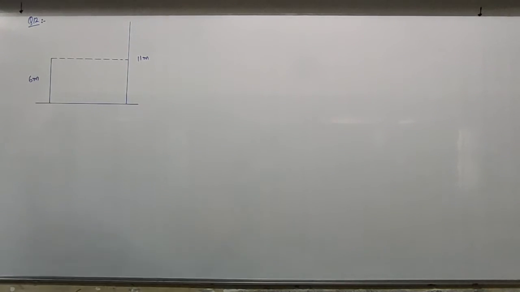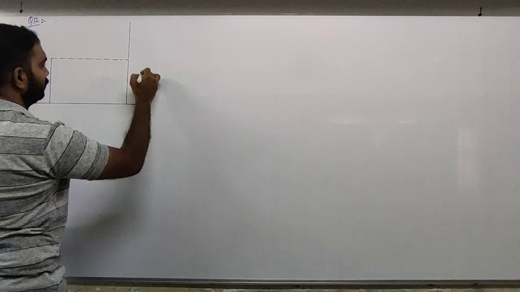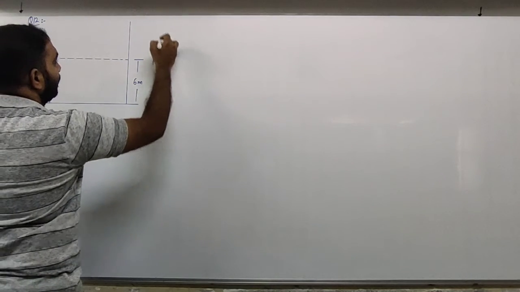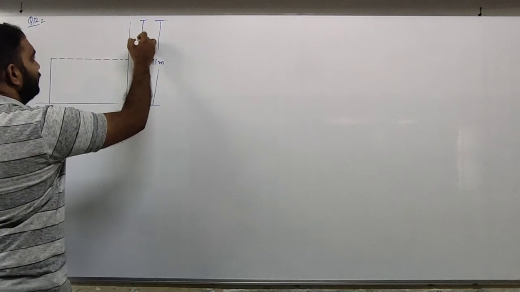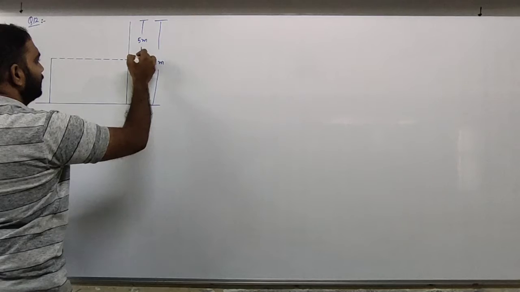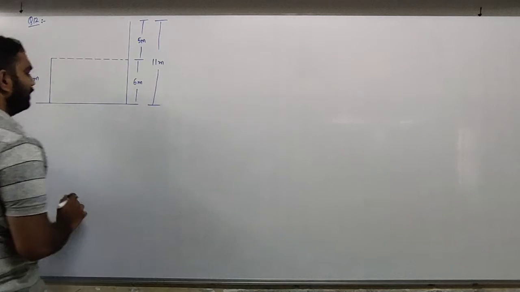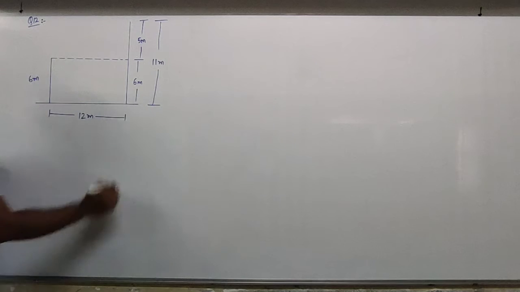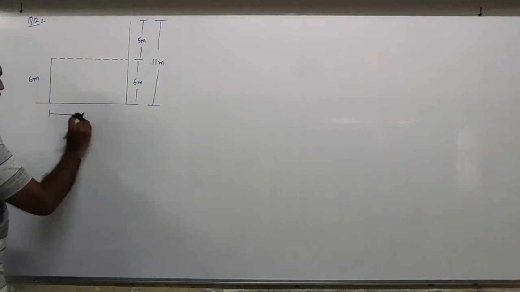The tops. This will be 6 meter. Total is 11 meter. So the rest of the height will be 5 meter. Right? The rest of the height will be 5 meter. And it is said that the distance between the two poles, right? Distance between the feet of the two poles is 12 meter.